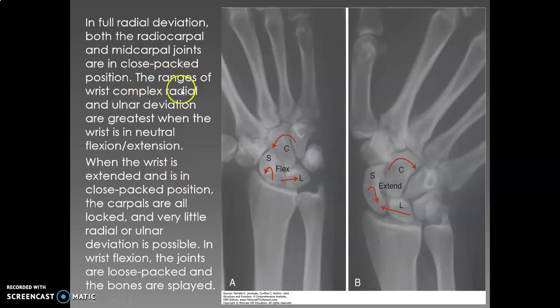The ranges of wrist complex radial and ulnar deviation are greatest when the wrist is in neutral flexion-extension. Already said that, repeating that.